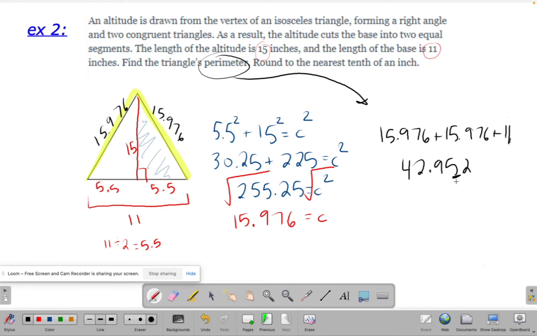42.952. Now I underline the 5. It tells that 9 to go up. And when that 9 goes up, it actually makes that bump up also. So this will be 43.0, or you can write just 43. But the 5 telling the 9 to go up, the only way the 9 can go up is if it bumps the one in front of it up also. And that would be final answer.